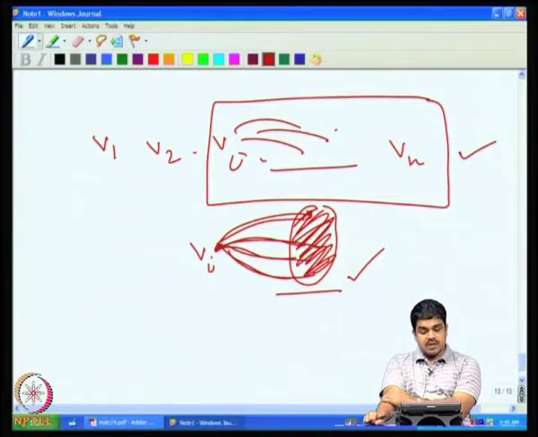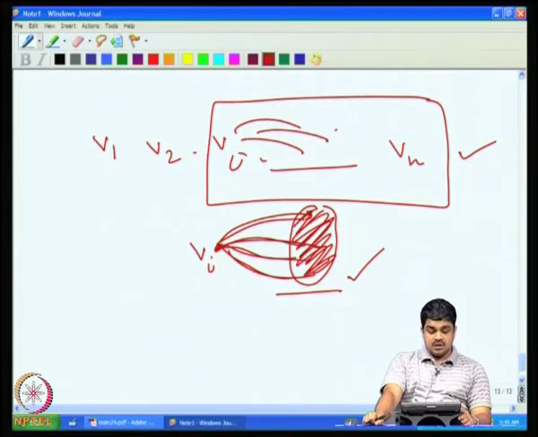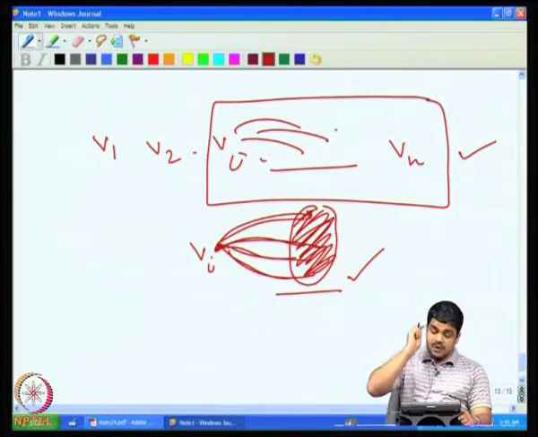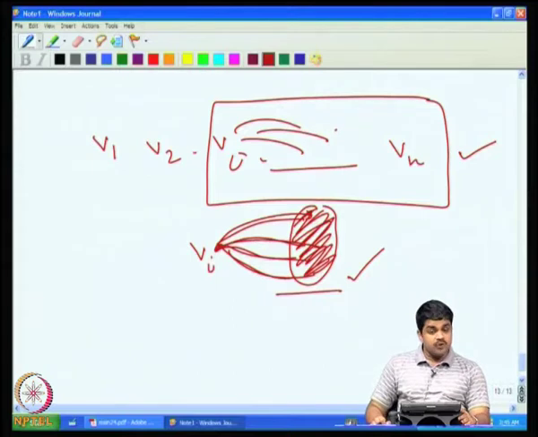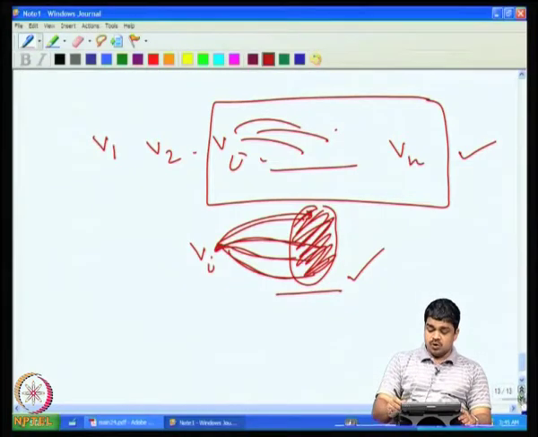It will turn out to be a chordal graph. If a graph is not chordal, it is not possible to get a perfect elimination ordering. I will leave it to you to verify that.